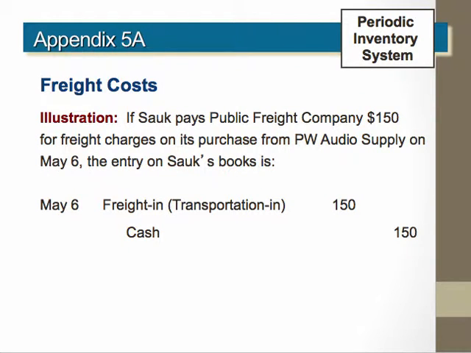The freight costs of $150 would be included in the cost of the purchases. So we would debit freight in because that's a separate line item in the formula for determining goods available for sale, and then we would credit the cash that we had to pay in order to get the product to our location.